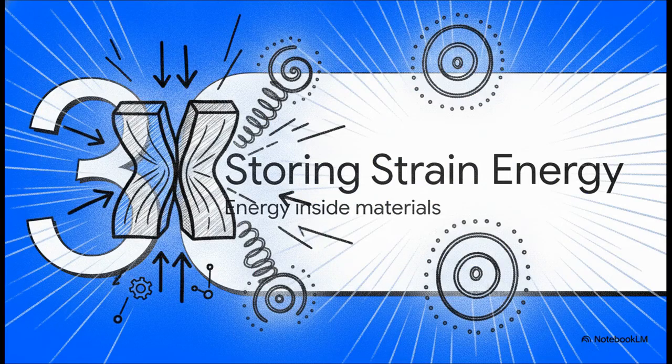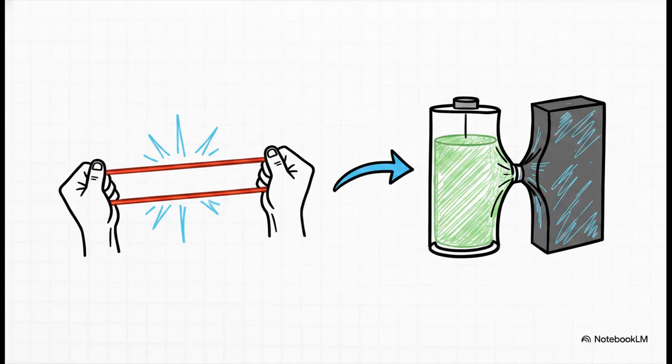Let's jump into section 3, storing strain energy. Because there's actually energy hiding inside these materials. Think about stretching a rubber band. You're doing mechanical work, right? And that work doesn't just vanish. It gets stored inside the rubber band as potential energy. Well, solid metals do the exact same thing when they're subjected to shear stress.